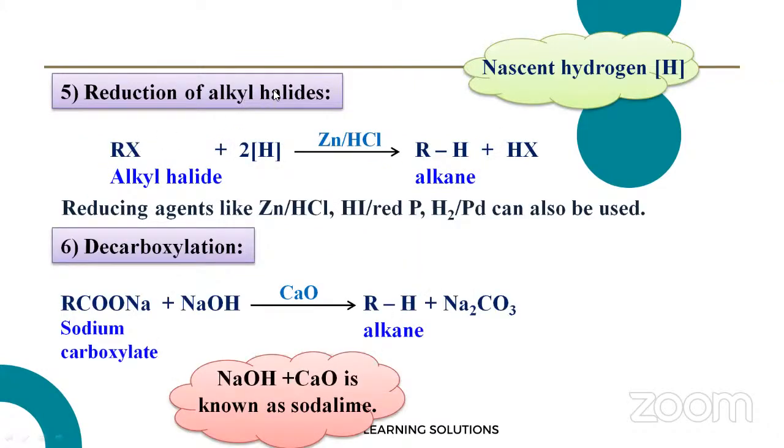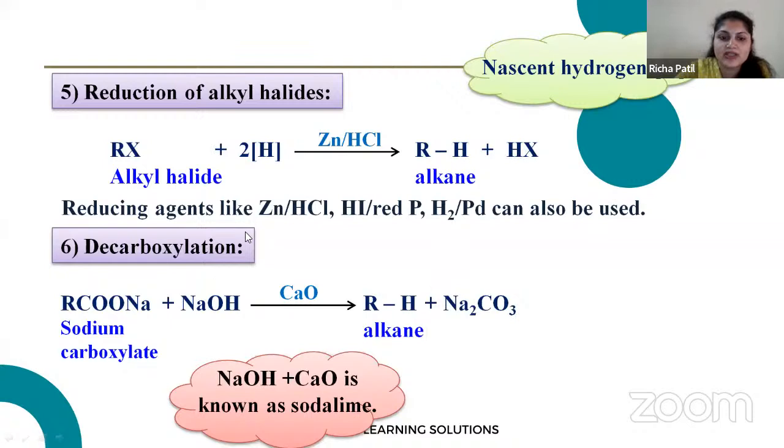Next, reduction of alkyl halide. So reduction, you are adding hydrogen. Okay, so alkyl halide is reacted in the presence of reducing agents such as zinc and HCl, then hydrogen iodide in the presence of red phosphorus, then hydrogen in the presence of palladium can be used. So these are some of the reducing agents.